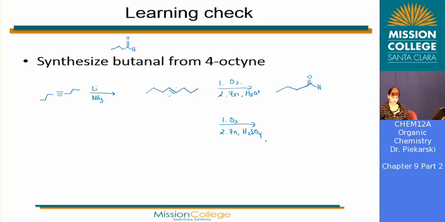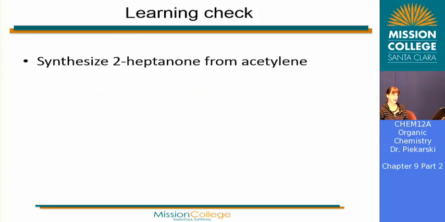Awesome. Okay. And then one last one. Try it on your own first. I want you to be able to synthesize 2-heptanone, 1, 2, 3, 4, 5, 6, 7, from acetylene. Okay. Hopefully you had a chance to work it out, and now you want to check your work. Seems like with acetylene we're going to have to grow by 5 carbons, and that's something that I would do first anyways. I also noticed that I have what kind of functional group? I have a methyl ketone.